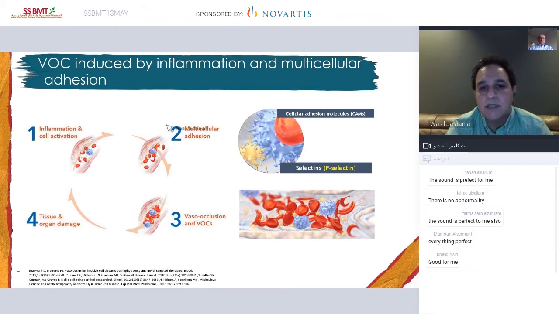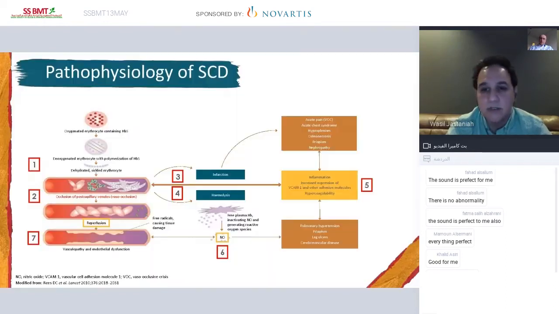So inflammation activates or increases the expression of multicellular adhesion molecules, which increases the vasoocclusion. The vasoocclusion causes tissue and organ damage, which releases cytokines and increases the inflammation, setting this vicious cycle that continues to cause the pathophysiology and clinical manifestation that Professor David showed earlier.